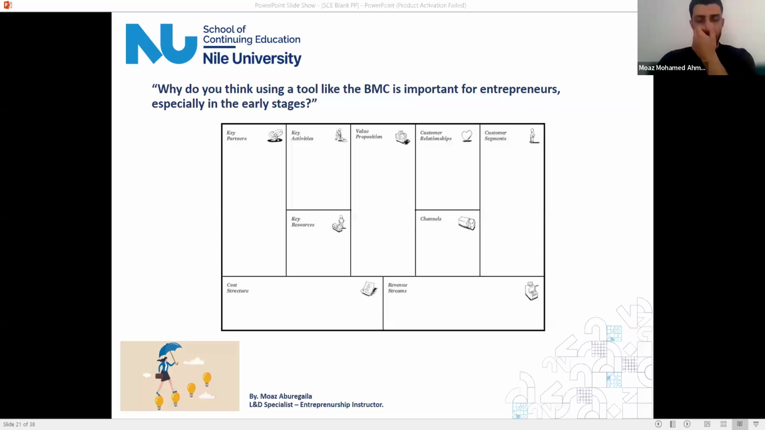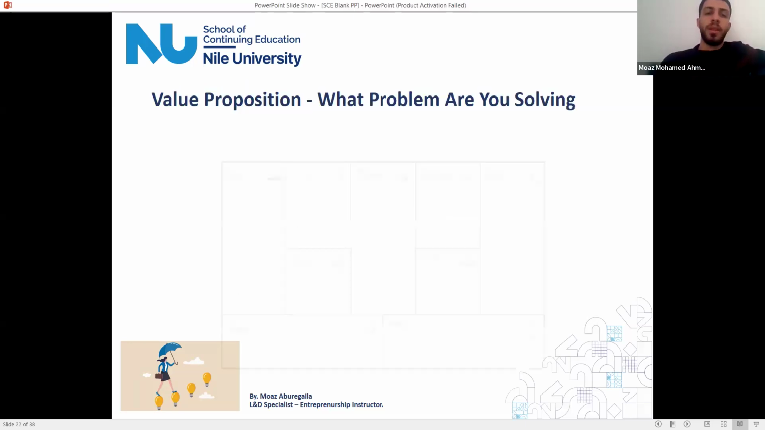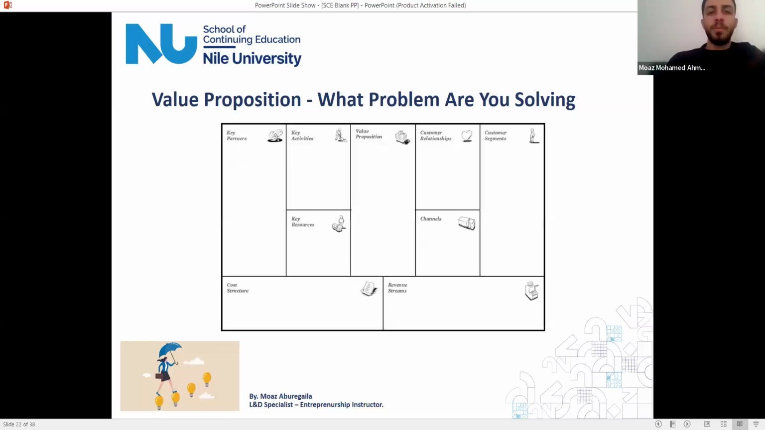feedback. We mentioned yesterday that customers' feedback is very crucial before launching the final version of your product. So the business model canvas allows you to adjust based on feedback and market changes. Let's start with the first component of the business model canvas, which is the value proposition. The value proposition: what problem are you solving?